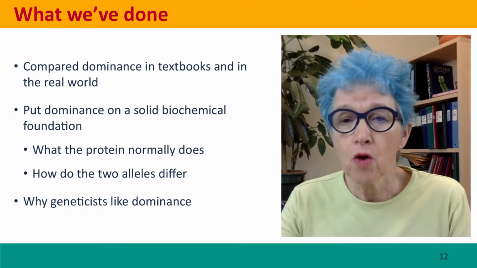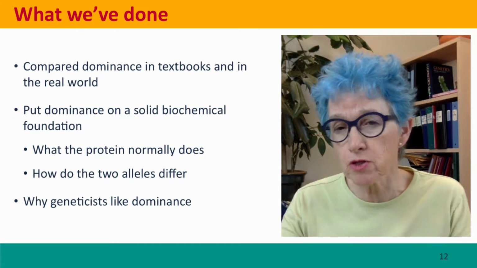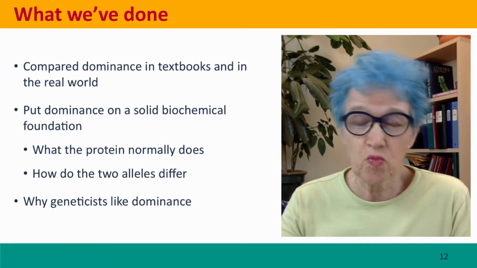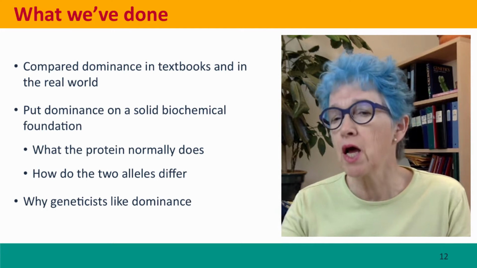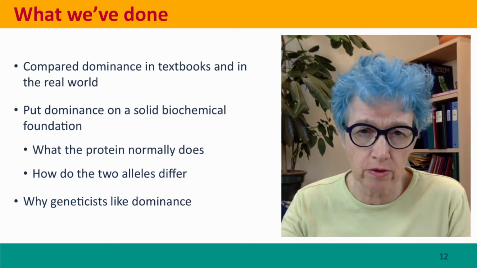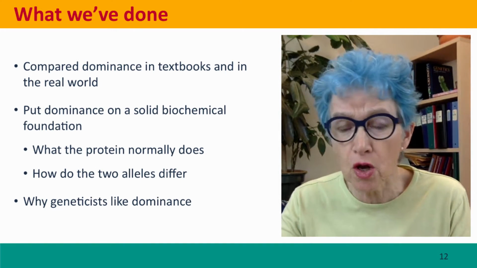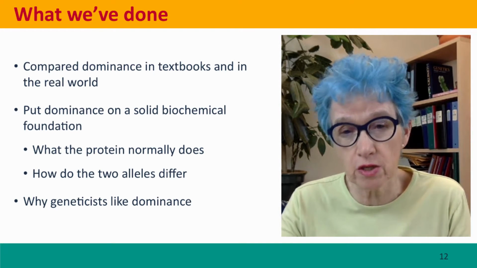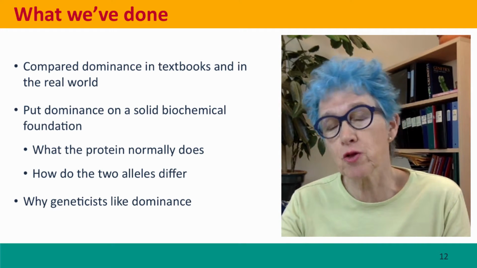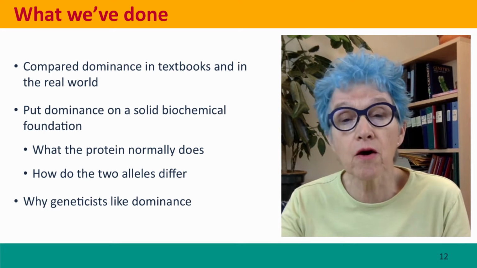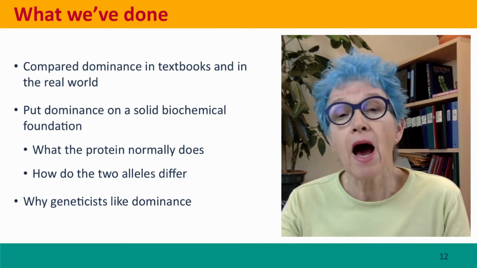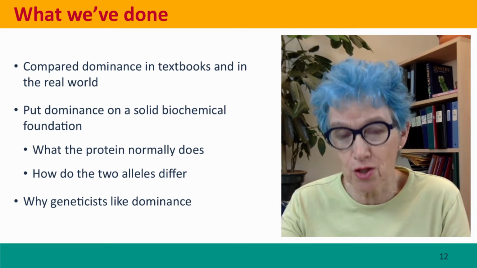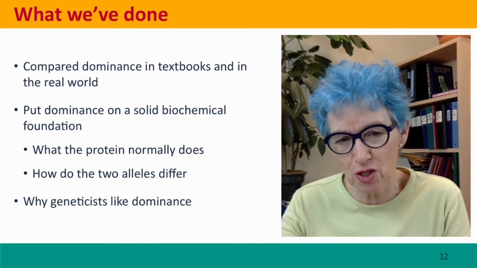So what have we done? We've compared dominance in textbooks to dominance in the real world, the natural genetic variation that we see, and realized that, well, textbooks are very biased towards simple dominance gene allele pairs. We've also put dominance on a solid biochemical foundation so that you can understand when we see dominance, why it is that we see dominance. And this is based on understanding what it is that the protein normally does, the product of the gene, and how the two alleles in the pair that we're comparing differ and how their differences interact. And we talked about why geneticists like dominance so much, because it makes all the analysis so much simpler.